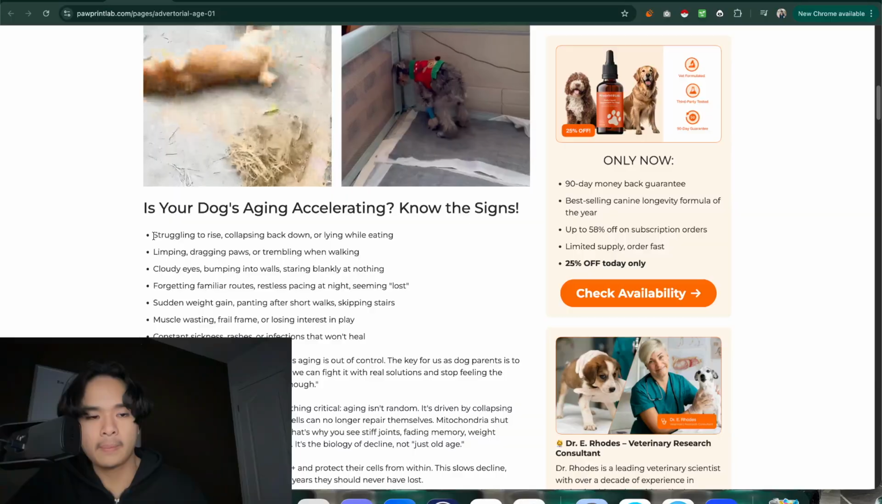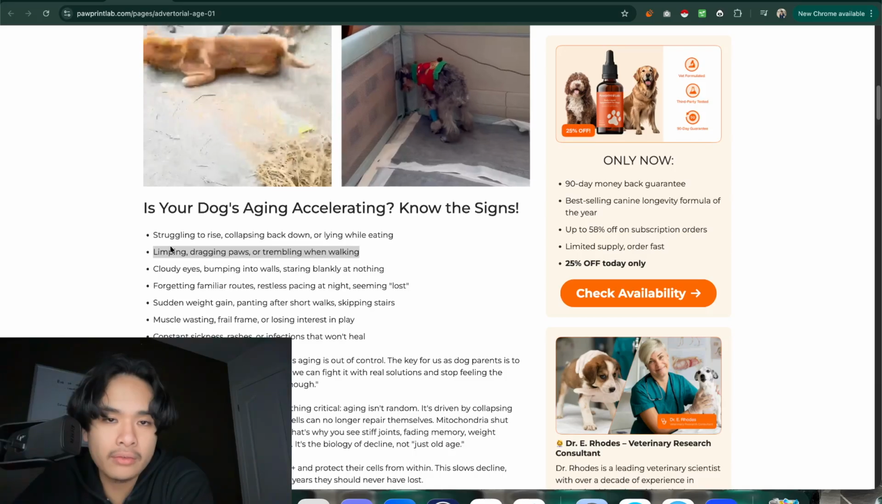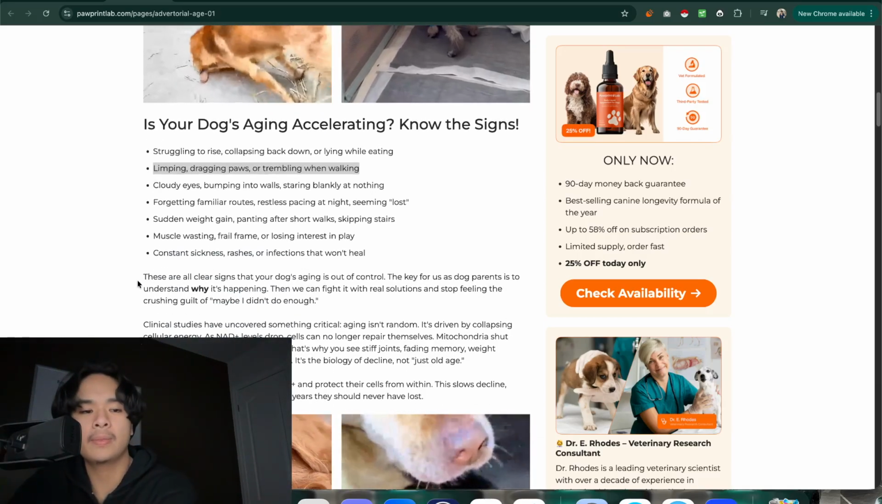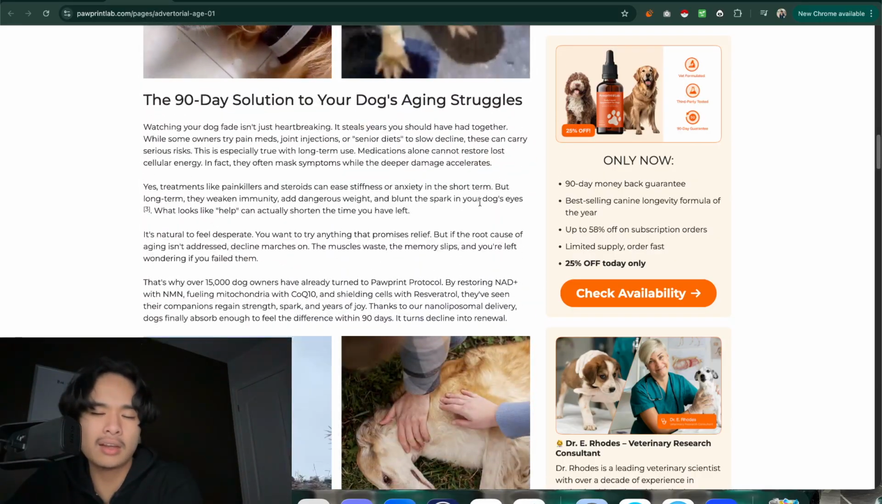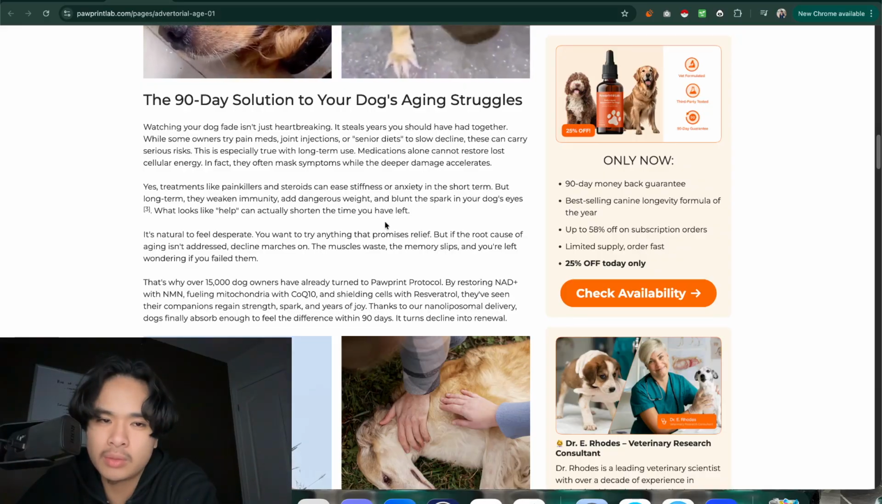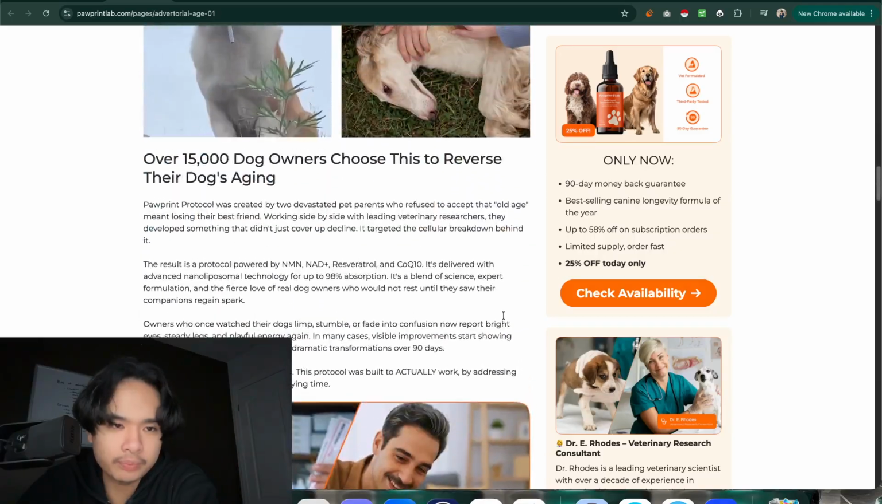You can give them a bunch of symptoms that they most likely have, and these are all clear signs that your dog's aging is out of control. And then it's like a free pass. You just have to include something like this in a pet brand. I mean, they just work. It just works. That's it.